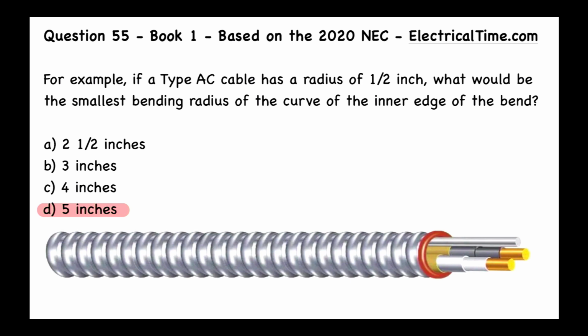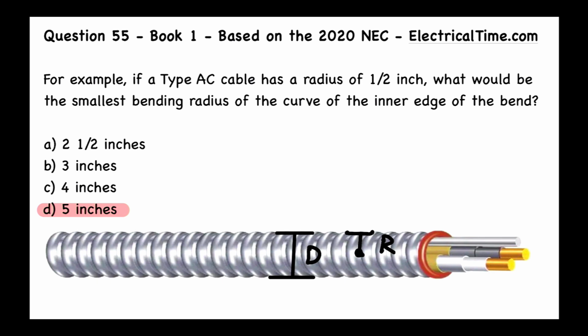The diameter for this cable is going to start here and go all the way across that type AC cable. That is our diameter. The radius is half of that diameter, and that's going to be represented by the letter R. Again, the radius is half of the diameter. So if we wanted to find out what the diameter is, and we know that the radius is ½ inch, it'd be ½ times 2, and that's going to be 1 inch.